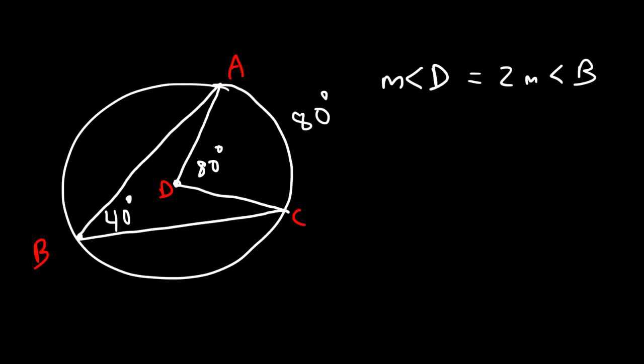So anytime you have an inscribed angle and a central angle, and they share the same arc, then the central angle will be twice the measure of the inscribed angle.